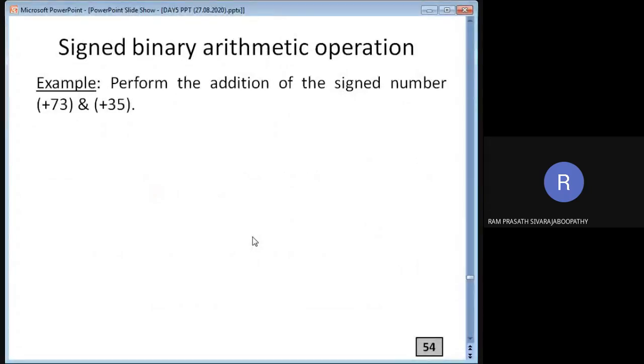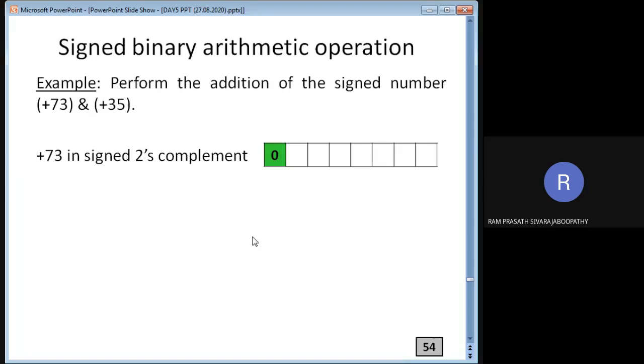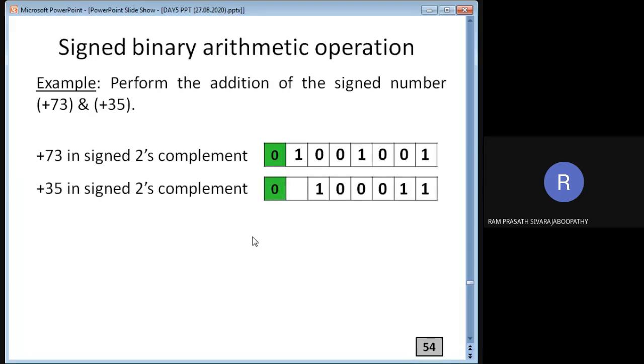Perform the addition. So what we have seen till now is how to represent the numbers in signed form in binary. Already we have discussed the addition of unsigned numbers. Here we are discussing signed binary arithmetic operations. That means you have to represent the number in signed 2's complement form and perform the arithmetic operation. So what will +73 be in signed 2's complement? It's like that. Plus 35. It's like this. Simple addition.